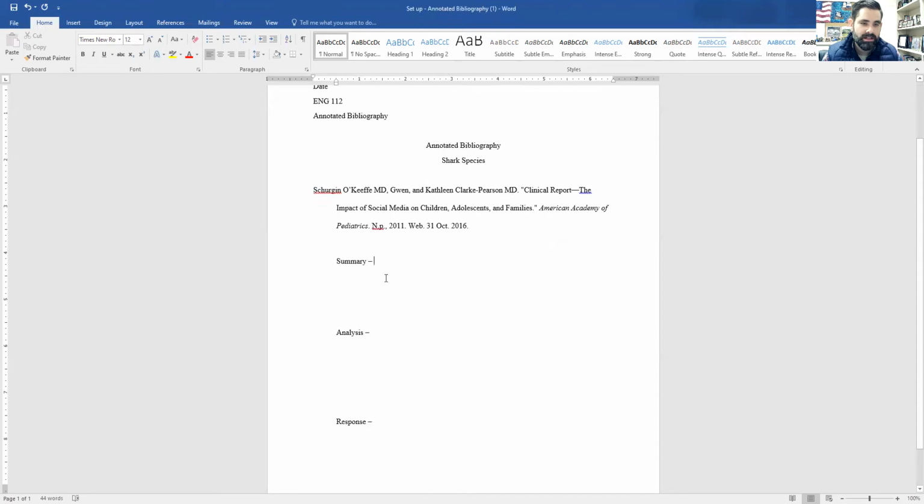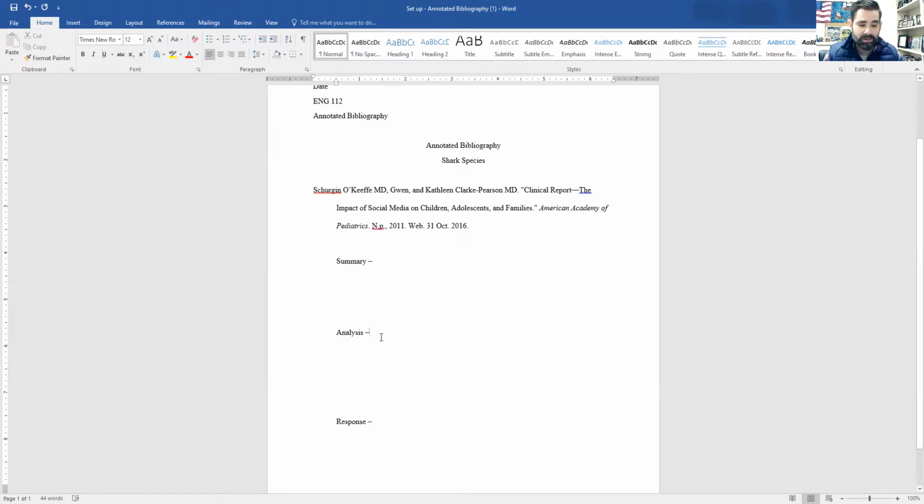And then you need a summary, analysis, response for each source. So the summary is just a summarization of what's in the source. What are they talking about? That can be as simple as one sentence. In this source, it talks about how different shark species, blah, blah, blah. Then in your analysis, you're going to say why this is a good source. So this source comes from National Geographic Society. They've studied sharks. This is a PhD person talking about it. Give one or two sentences analyzing the source for credibility. Why is it a good source?